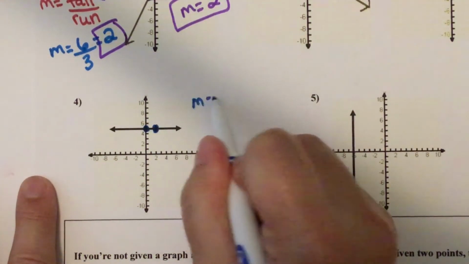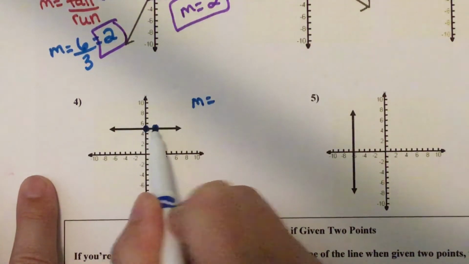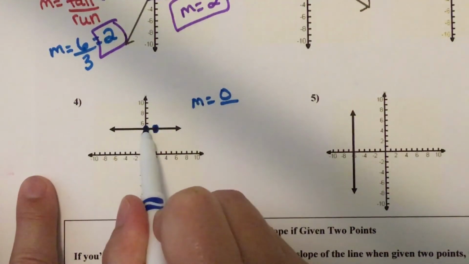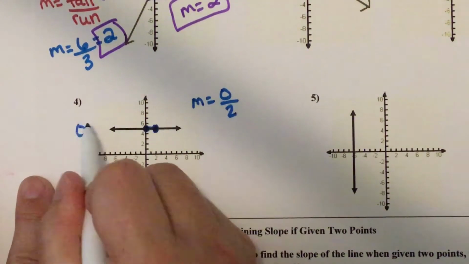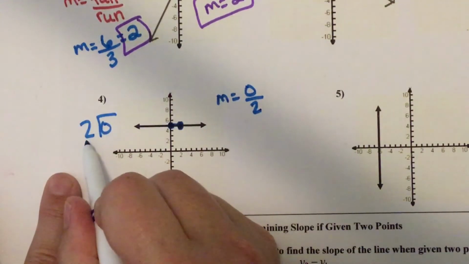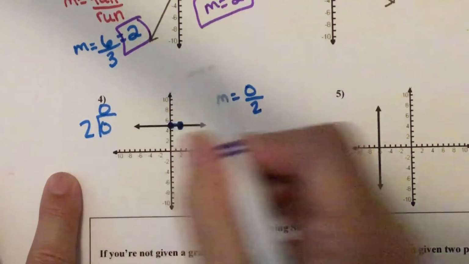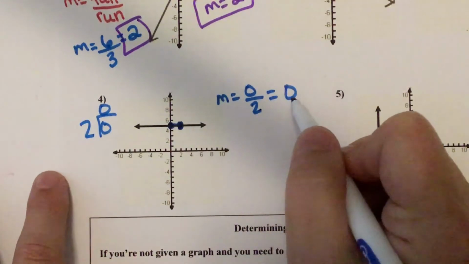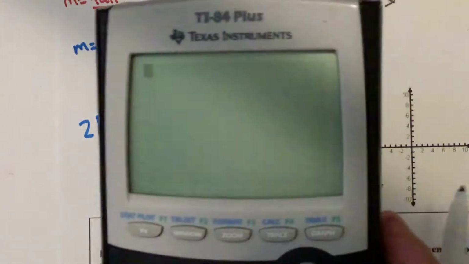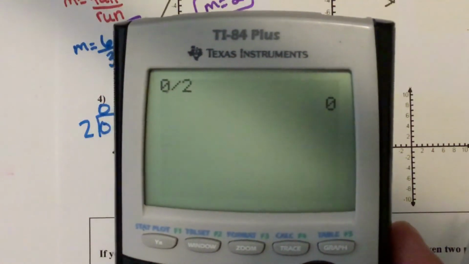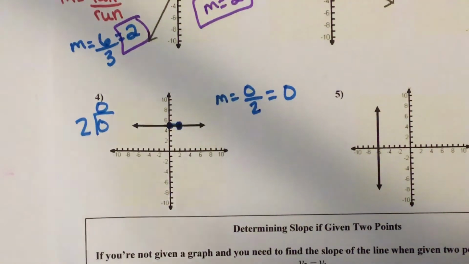Okay, so mathematically, to get from this point to this point, I don't rise or fall any because I'm already level with it. So my rise is 0. But I do run 2 to get to it. Well, 0 divided by 2. 2 times what makes 0? 2 times 0 makes 0. So 0 divided by 2 is 0. If I had to use my calculator, I could put in 0 divided by 2, and sure enough, I get 0 for an answer.